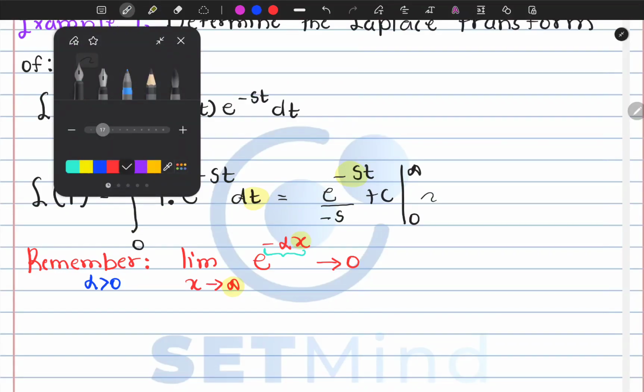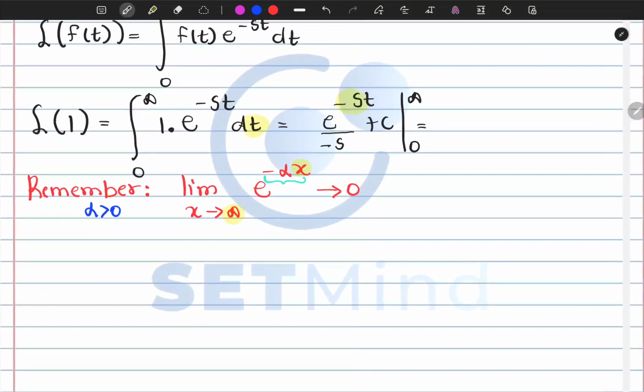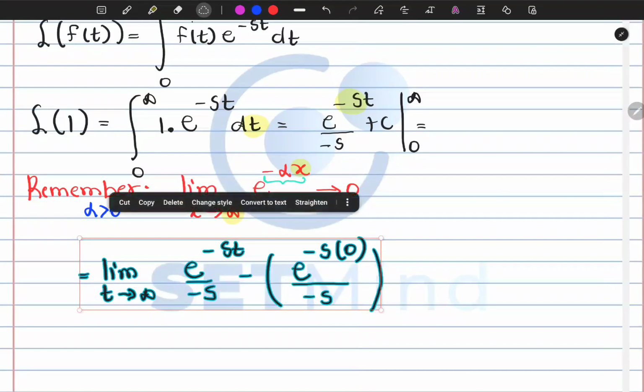If I evaluate my integration limits here, we'll end up having the limit as t approaches infinity of e to the negative st divided by negative s. Then we deal with the lower part: we have e to the negative s times 0, divided by negative s. If you look at the top part, after the note I wrote above, you should remember that we said s will be greater than 0.